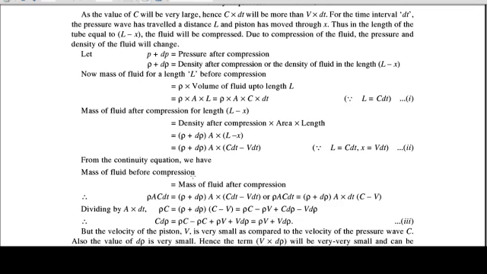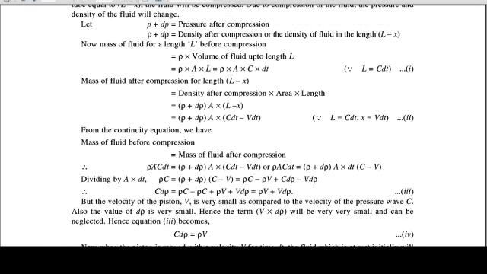Okay, then we know the continuity equation. From the continuity equation, the mass of the fluid before compression must be equal to the mass of the fluid after the compression, meaning equation 1 is equal to equation 2. Write down over here rho A C dt. Here rho A C dt must be equal to (rho plus d rho) into area into (C dt minus V dt). Here dt and dt cancel out.